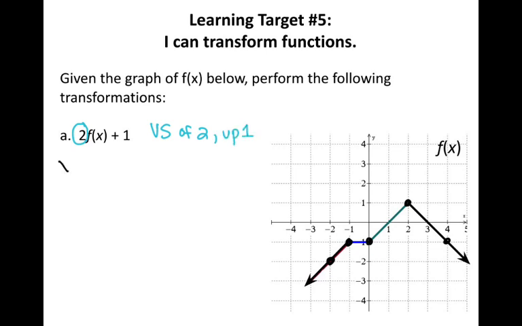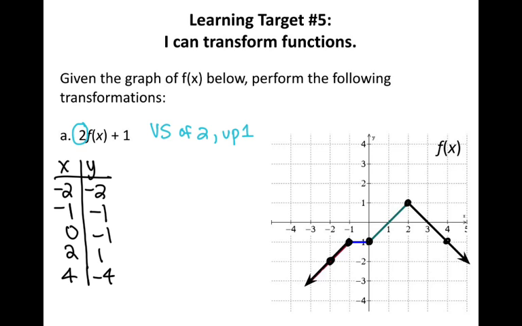So I'm going to start by looking at my original ordered pairs. So I have -2, -2. I have 0, -1, 2, 1. What else do I have? I feel like I skipped a point. Oh, I forgot -1, 1. There we go. Let's try this again. So -2, -2, -1, 1. That's the one I skipped. 0, -1, 2, 1, and 4, -1. Whoops, I didn't write -4.